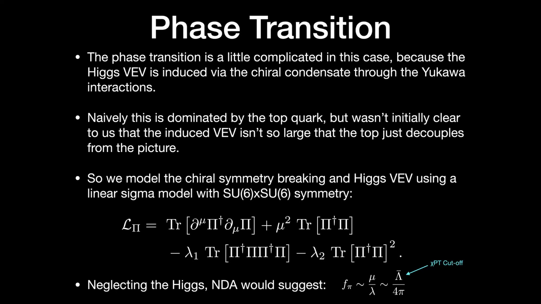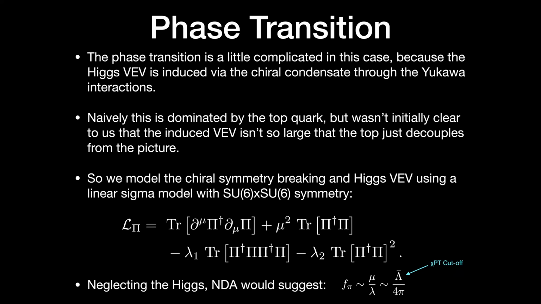The phase transition is a little bit complicated because the Higgs VEV is induced via the chiral condensate through the Yukawa interactions. So modeling that took us a little bit of effort to come up with a way to do it. It was also a lot of fun, I have to say. So what we're going to do basically is use chiral perturbation theory, which lives now around a TeV and has 6 massless or close to massless quark flavors in it, to try to estimate how big the Higgs VEV is that gets induced, how big the chiral condensate is, etc.